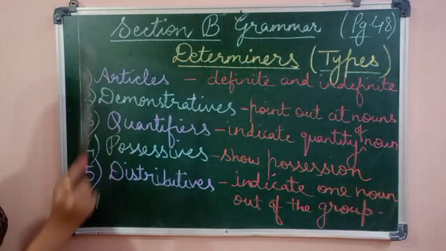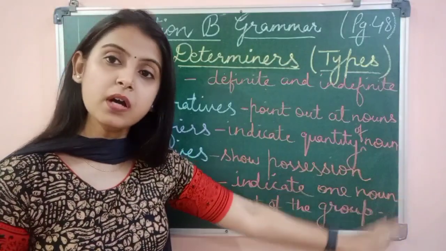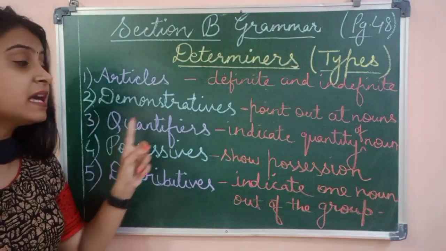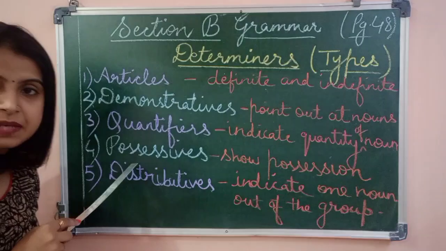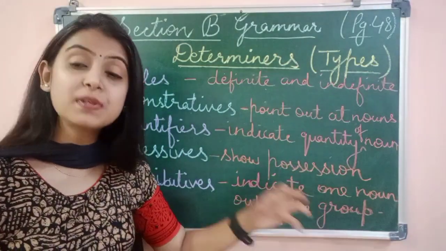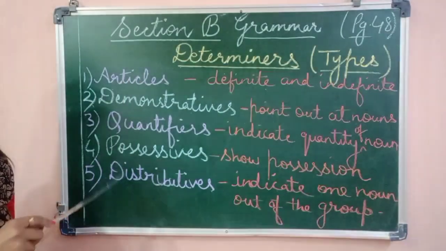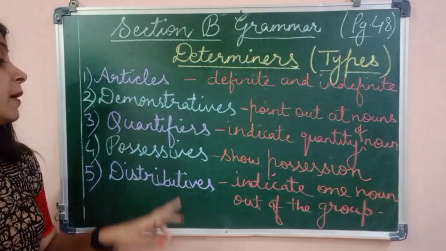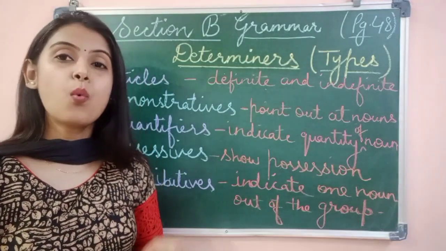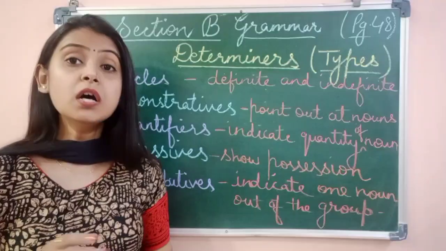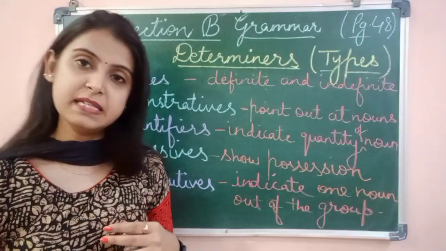The third type of determiner that we are going to study is quantifiers. Quantifiers indicate quantity of a noun. As the name suggests, quantifiers, they indicate the quantity of a noun. Then fourth type of determiner is possessives. Possessives show possession. Possession means belonging or ownership, right? Then distributives, that is the last determiner that we'll study here. Distributives indicate one noun out of the group. They talk about one person or one thing out of the group of many, right? So let us talk about all these determiners in detail.